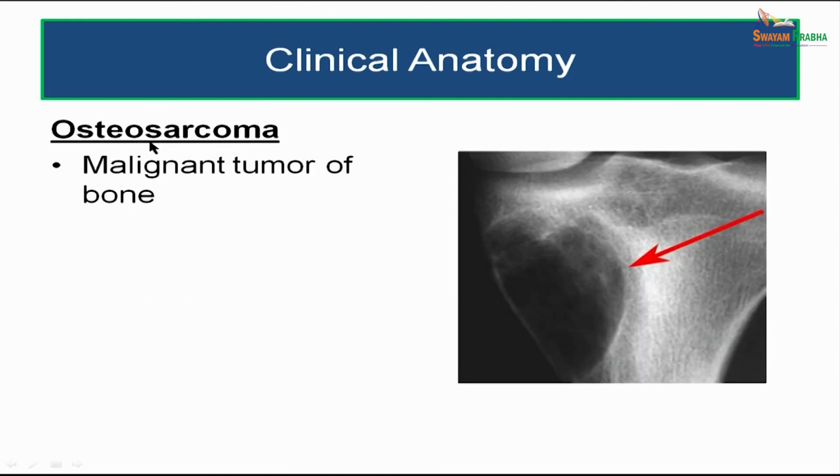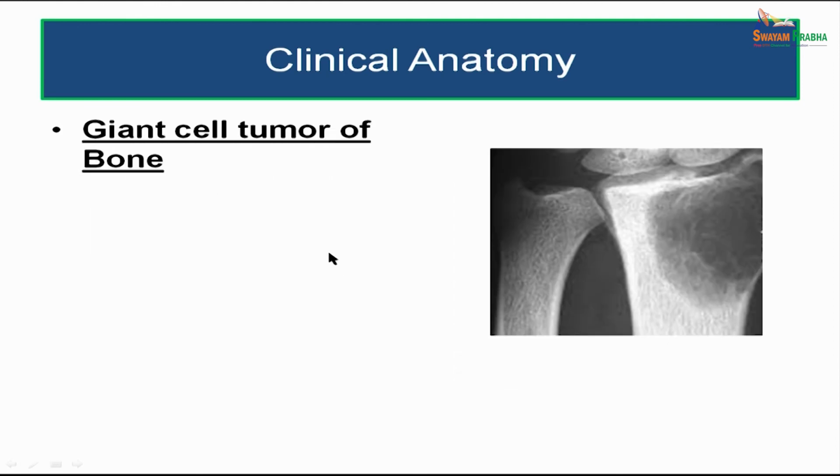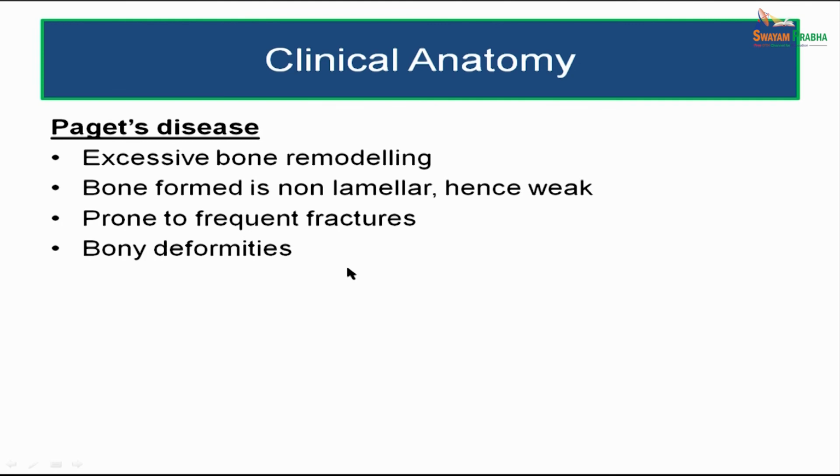Then we have the condition called osteosarcoma. It is a malignant tumor of the bone. Then another condition called giant cell tumor of the bone, and a condition called Paget's disease. In Paget's disease, there is excessive amount of bone remodeling. The bone which is formed is non-lamellar, therefore, it is weak, and such bones are prone to frequent fractures. And when we say the word fracture, it means break of bone, and frequently we find bony deformities. So, with that I end my topic. Thank you.